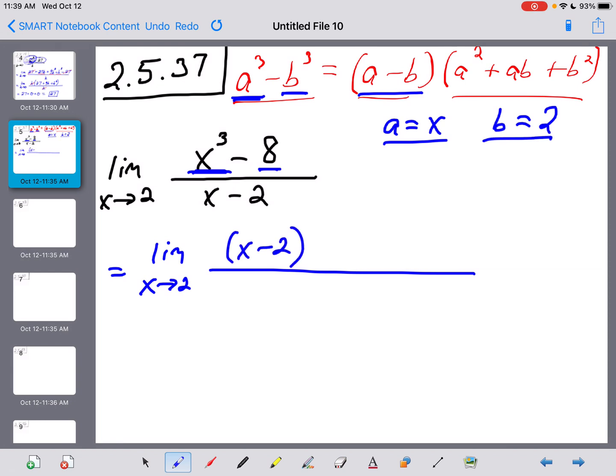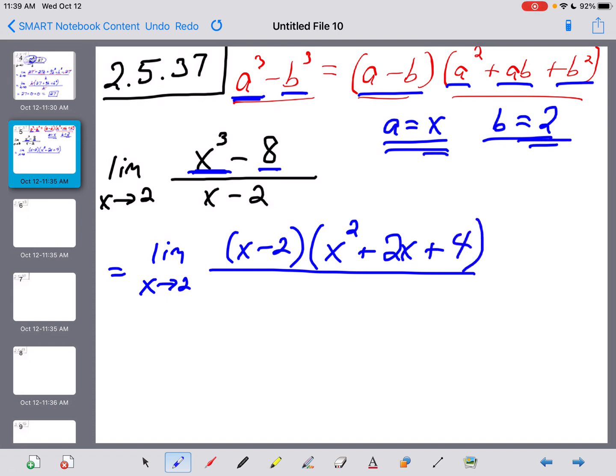And right there, I think you see already where this problem is going. In parentheses, what comes next? A squared, which for us in this problem is going to be x squared, and then plus the product of a times b. That's an x times 2, so that'll be a plus 2x there, got it, and then a plus b squared. Since b is 2, b squared will be 4 at the end of all that.